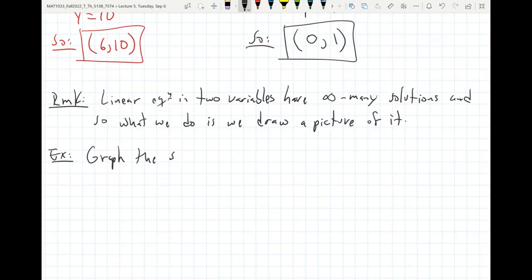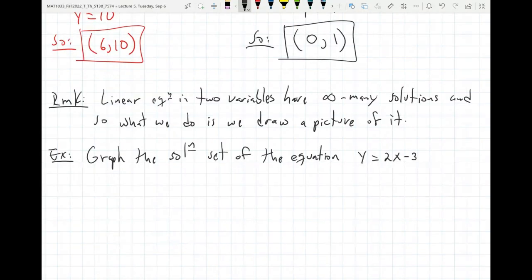Graph the solution set of the equation. Let's do something nice. Let's do y = 2x - 3. Okay. So here we have an equation. Okay, it's a linear equation in two variables. Let's graph the solution set. In other words, we want to produce a picture that will show all possible solutions for this equation. Okay.